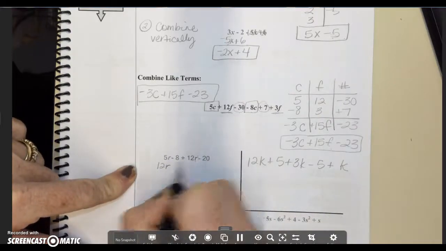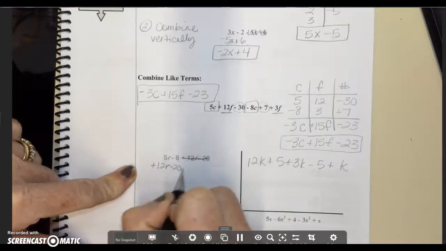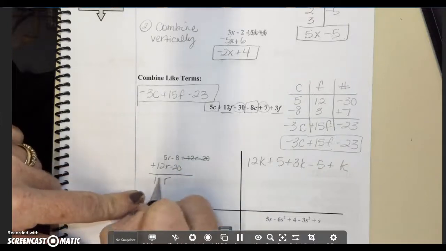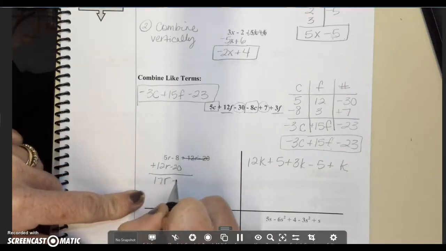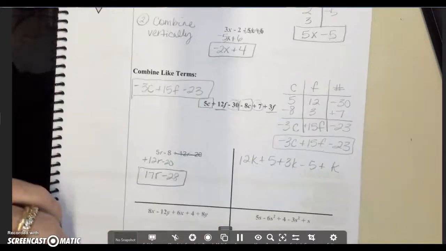Just going to move it. That's a positive 12r and a negative 20. So I just move them down below. And I'm going to bring my r down. 5 plus 12 is 17. Negative 8 minus 20 is negative 28. So that should be your answer for that.